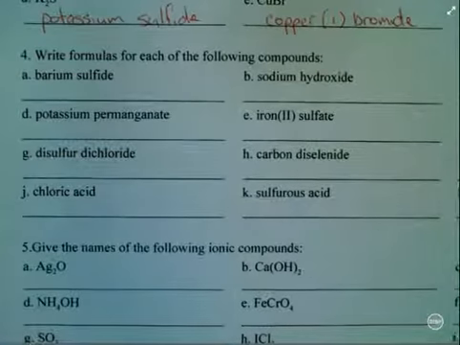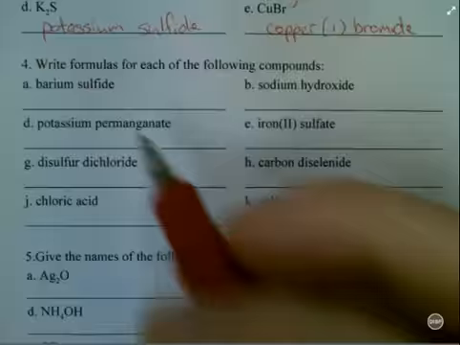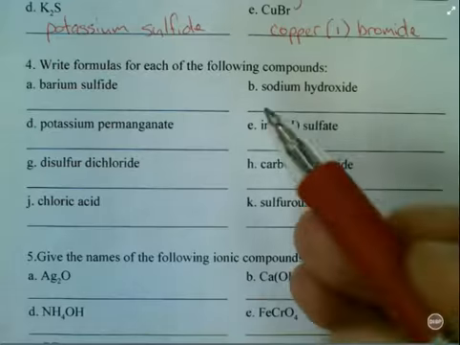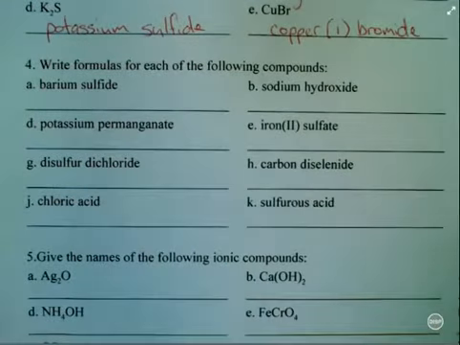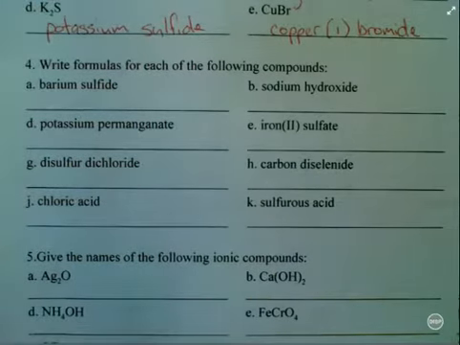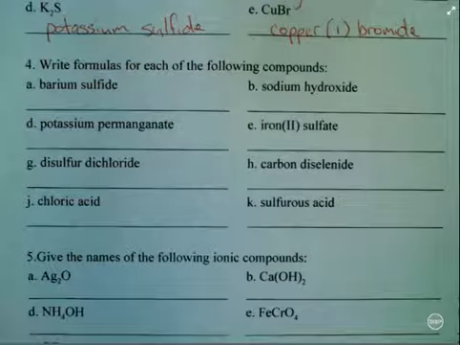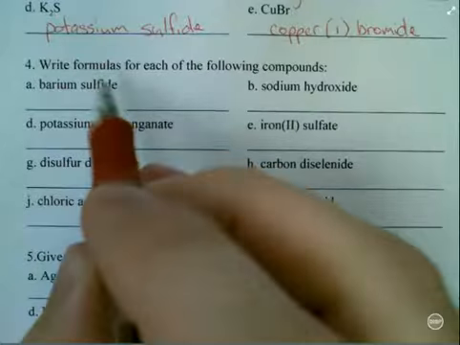All right, let's look at number 4. Again, we're back to writing formulas, given the name. And again, this is a very, very common thing, going from the name to a formula or from a formula to a name. Those are basically the two directions that we can go. So we're writing the formulas here.